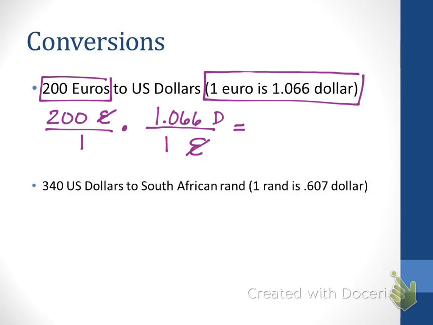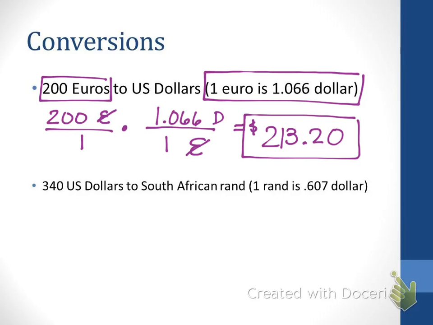Remember, we always want to round to the nearest hundredth on these problems because we're dealing with money. And we should get 213.2. But since we're dealing with money, what am I going to add to the end of this problem? A 0, because it's $213.26. And the dollar sign is enough of a label because we know that US dollars always has that dollar sign. Just no other currency.